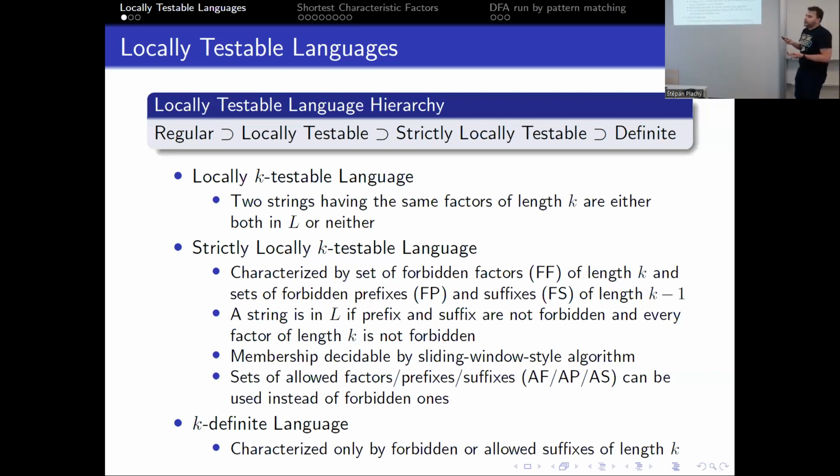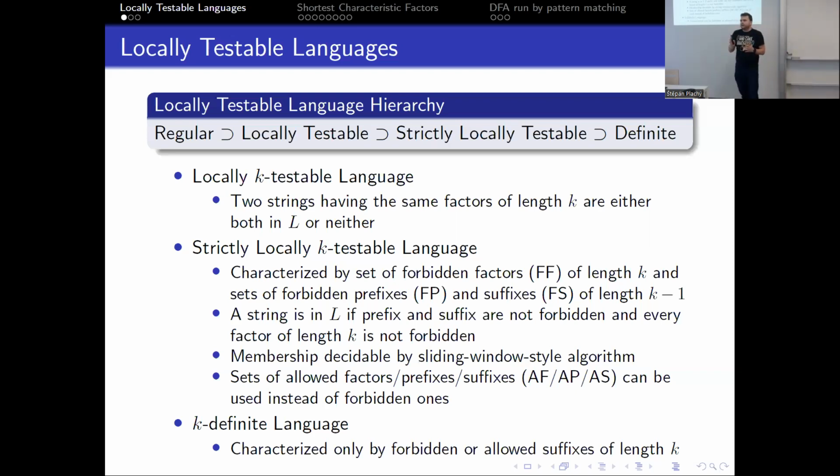The class of strictly locally testable languages, which will be of the most interest here, is characterized by having three sets of factors of bounded length. We have a set of forbidden factors of length k, which is something that cannot appear in the middle, and sets of forbidden prefixes and suffixes, so something that cannot appear in the beginning or at the end. There are sometimes slightly different definitions regarding what k actually is, sometimes plus or minus one, so I don't want to get too deep into that. So if a string contains some prefix from this set, it cannot be in the language. If it contains some suffix from that set, it cannot be in the language, and so on.